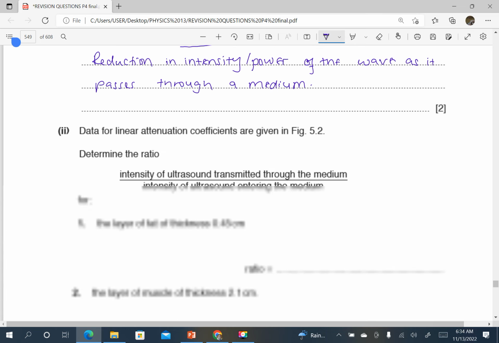Determine, for the data for linear attenuation coefficients are given in table 5.2. We have seen that the values of mu are given. Determine the ratio of intensity of ultrasound transmitted through the medium over intensity of ultrasound entering the medium for the layer of fat of this thickness. Remember, intensity transmitted is equal to the incident intensity in that medium times e power negative mu times x.